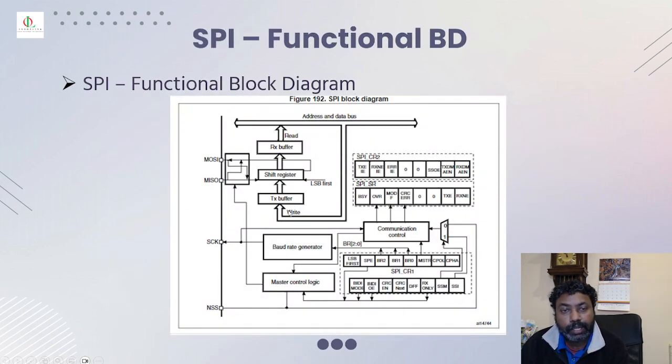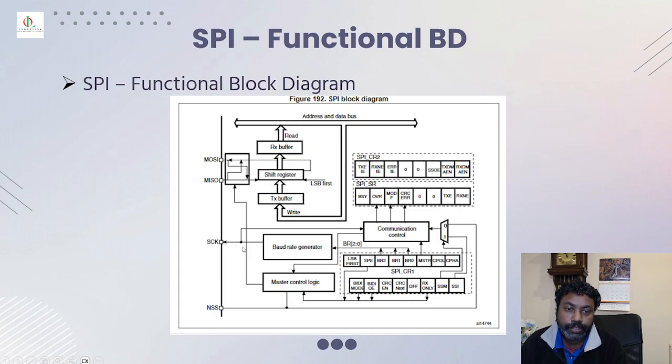And this is the typical functional block diagram of the SPI, because both master and slave need their own registers. So each will have separate shift registers, and its own RX buffer and TX buffer. So that's how it communicates. So always remember MSB first and LSB.